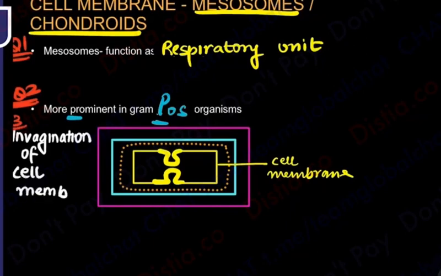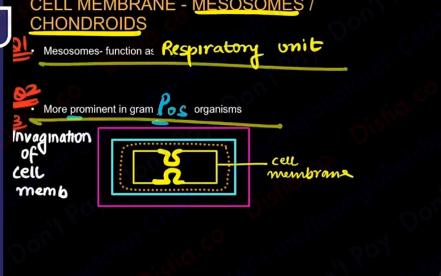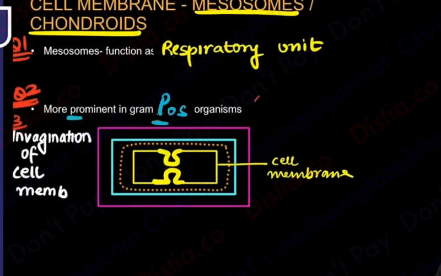Quickly repeat, it serves as what? A respiratory unit, prominent in gram positive. Meaning you will see it in gram positive as well as gram negative, but more in gram positive. And it is going to be an invagination of the cell membrane.